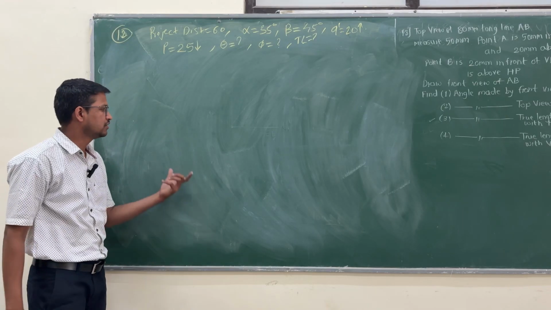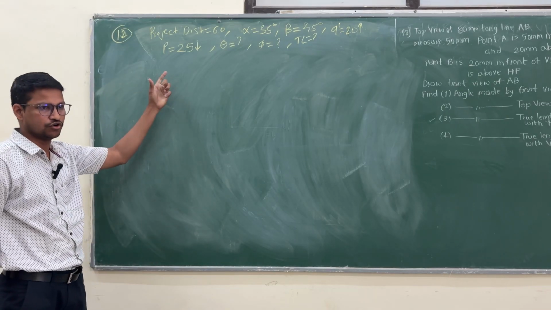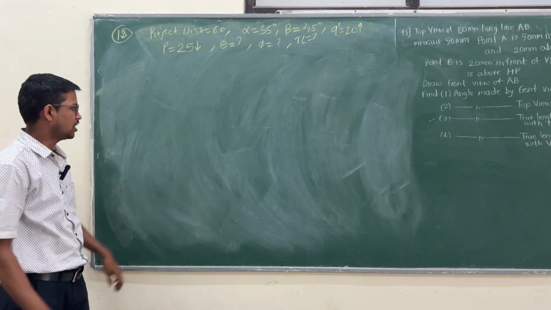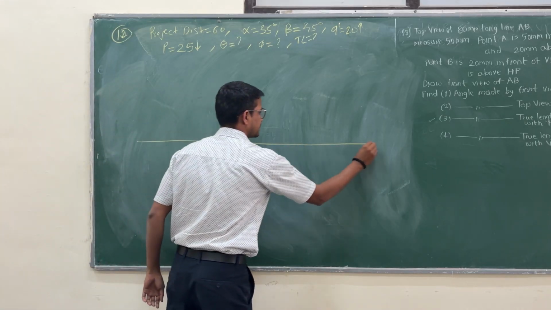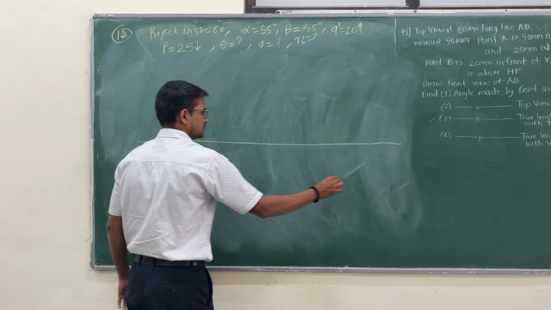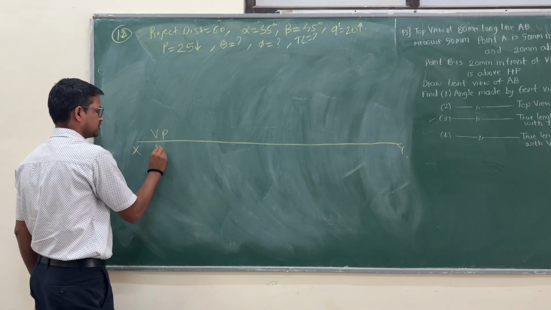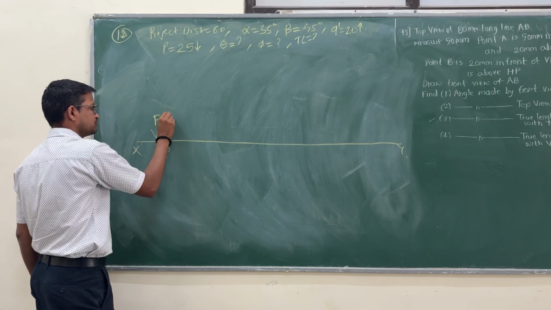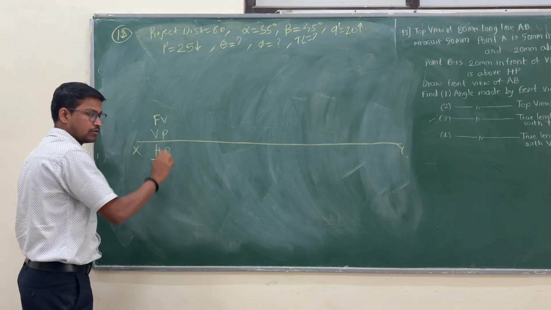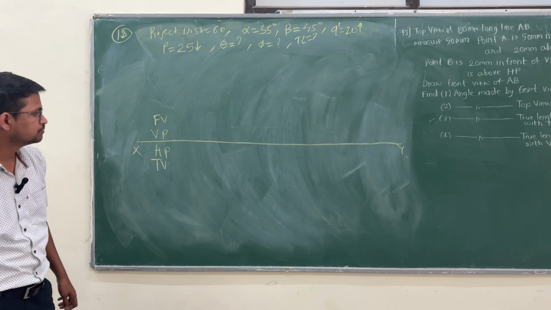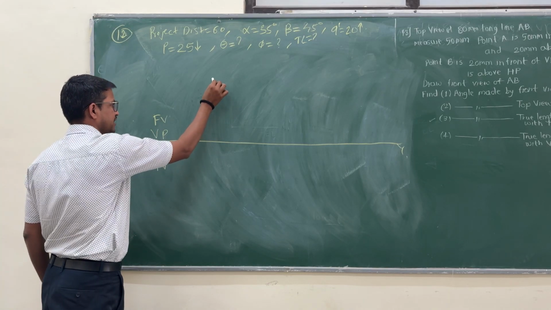Now how to proceed? Do they want three views? No. So they want front view and top view. How to deal with this? When I draw the reference line, look at this. After completing the reference line, this is the vertical plane and this is the horizontal plane. On the vertical plane, which view? Front view. On the horizontal plane, which view? Top view. Now next thing is draw faint projectors.